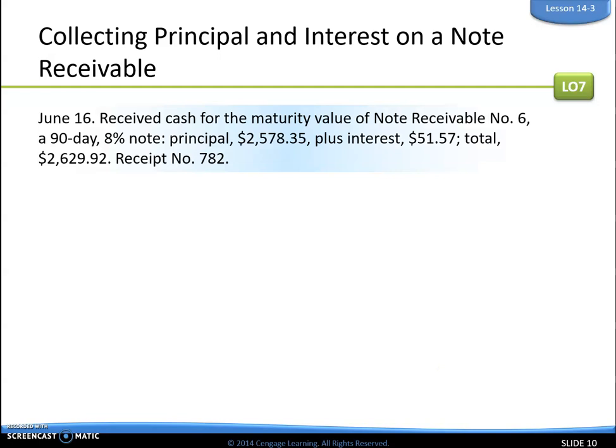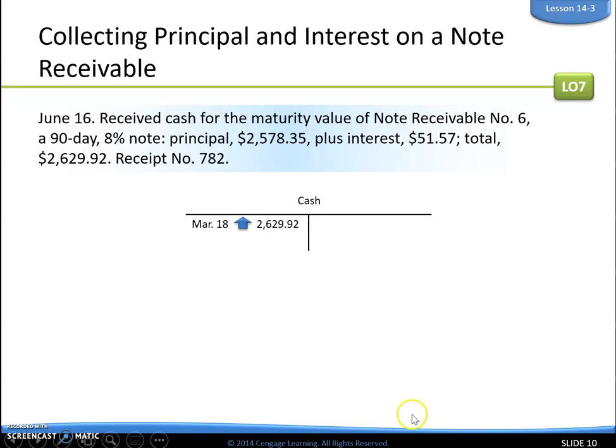Okay, so here we're seeing this transaction on June 16th. Remember, this is the maturity date that we just figured out, June 16th. We received cash for the maturity value of note receivable number 6, a 90-day 8% note, principal amount, interest amount, and then total amount, receipt number 780.